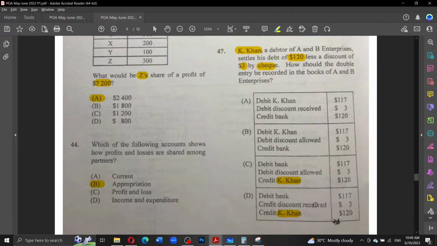But if we were looking from the perspective of K Khan, then this would have been discount received. But we're not doing that. We're looking from A and B Enterprises' perspective. So the answer here is going to be C. In A and B's books, the bank amount will increase, their expenses increase, and their asset, which is the name of the person, the trade receivable, is decreasing. So you credit that.